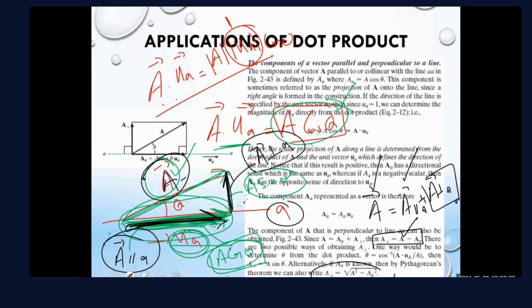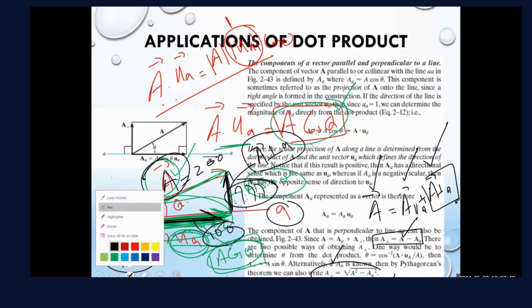If I know this is 200 and this is 100, I can use Pythagoras theorem and know how much this is, the value itself. So I can calculate the vector by using this, and I can also calculate the magnitude by using Pythagoras theorem like this, right? Make sense to you or no? Should I explain it again?